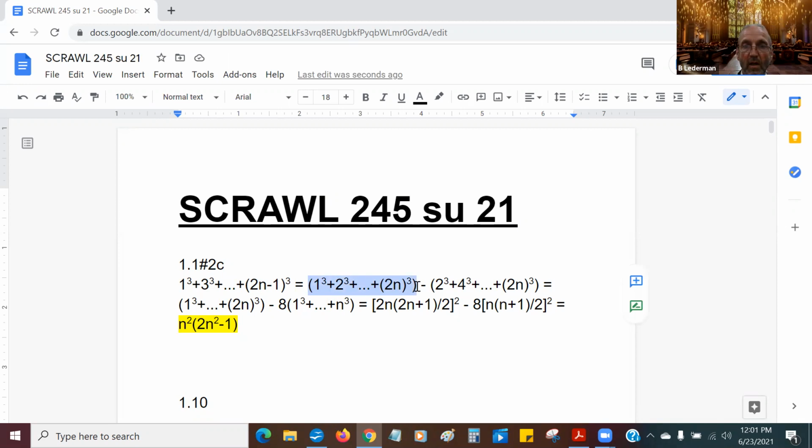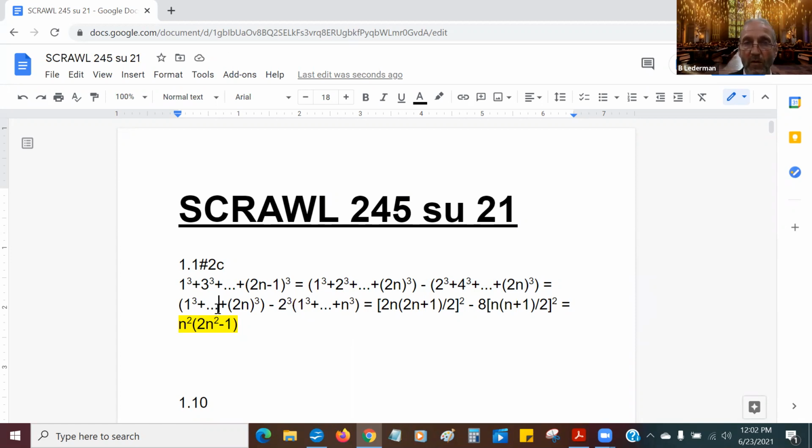Now the first step I'm going to do is, on this second part right here, factor out an 8. So this is equal to 8 times 1 cubed plus dot dot dot plus n cubed, because each one of these terms has a factor of 8. Why 8? Because that's 2 to the third power, and I'm going to factor that out. I'll rewrite this over here with 2 to the third power, so it's clear where you got the 8 from.